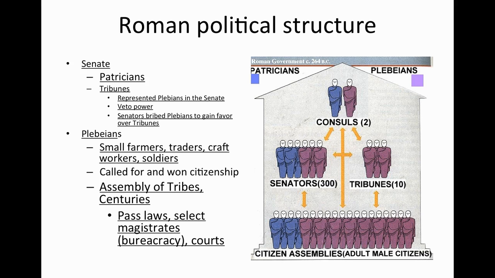Eventually, to increase their power, they're going to call for and win citizenship, and also the establishment of citizen assemblies, the assembly of tribes and centuries. And they're going to kind of increase their power just a bit, and these assemblies are going to begin to pass laws, select judges or magistrates, and staff government positions. So as time goes on, I think it's easy to say that the plebeians gain more power. But I think at the end of the day, the patricians and the Senate will always kind of have the most power.